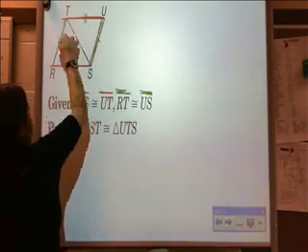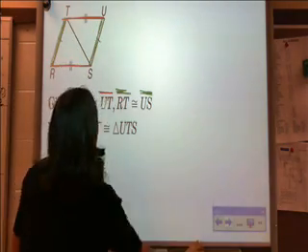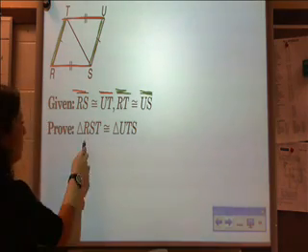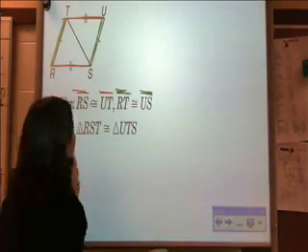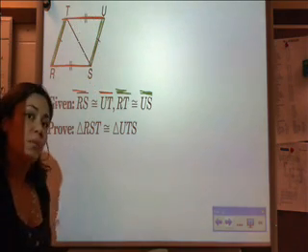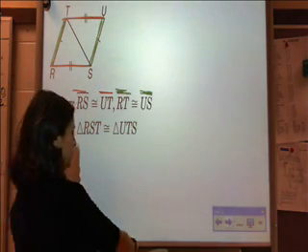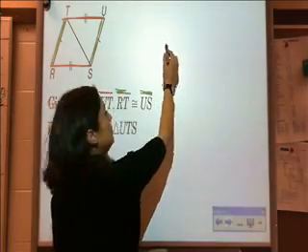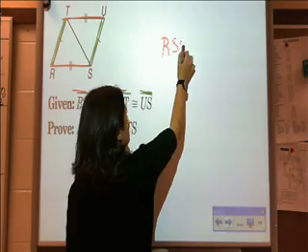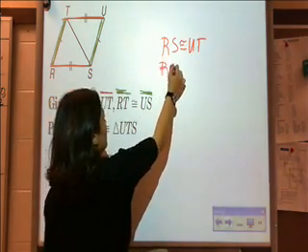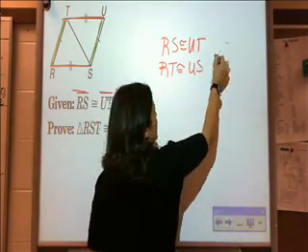So here's US, here's RT. We want to prove that the two triangles are congruent. We want to prove that RST and UTS. So here's our two triangles. How do we prove they're congruent? Okay, well, first thing you do in a proof, write down all of your given information. RS congruent to UT, RT congruent to US. Given.